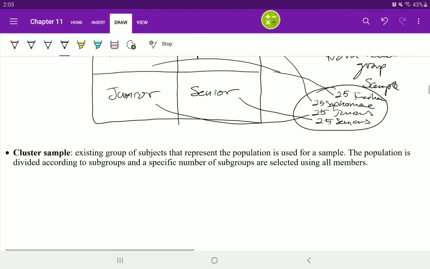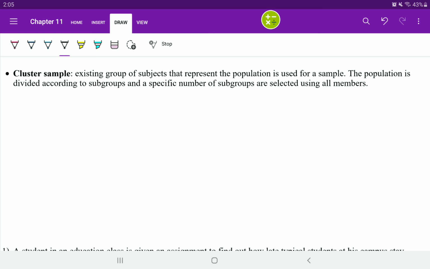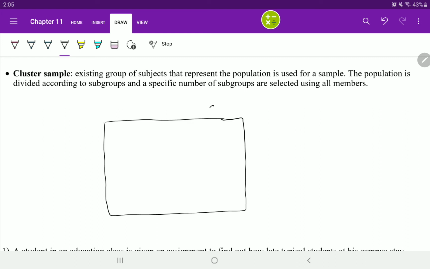And last but not least, cluster sampling. Let me read the definition. Cluster sampling: existing groups of subjects that represent a population are used for a sample. The population is divided according to subgroups, and a specific number of subgroups are selected, using all the members. When it comes to cluster sampling, we usually go based on a geographical location. So let's say here's my population, my city. And let's say the city has 5,000 people in total, and the city is divided into 10 zip codes.